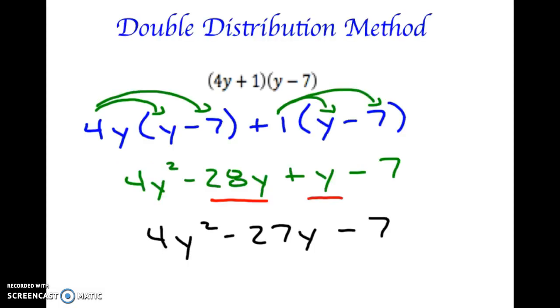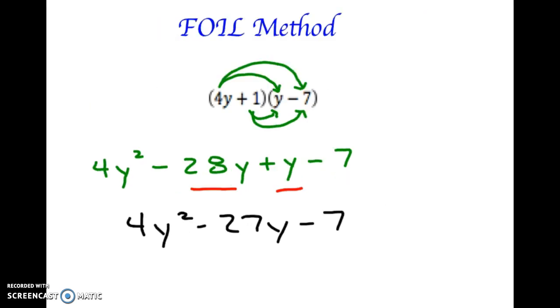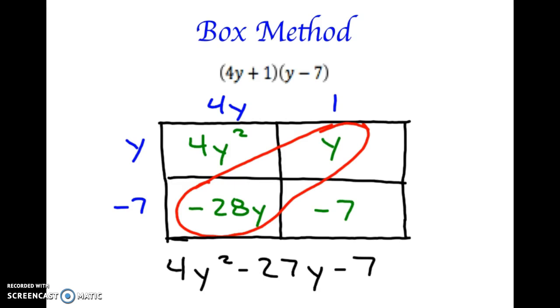Work using the double distribution method. Work using the FOIL method. And the work using the box method. Key to note on the box method here, please make sure that you included the minus with the 7.